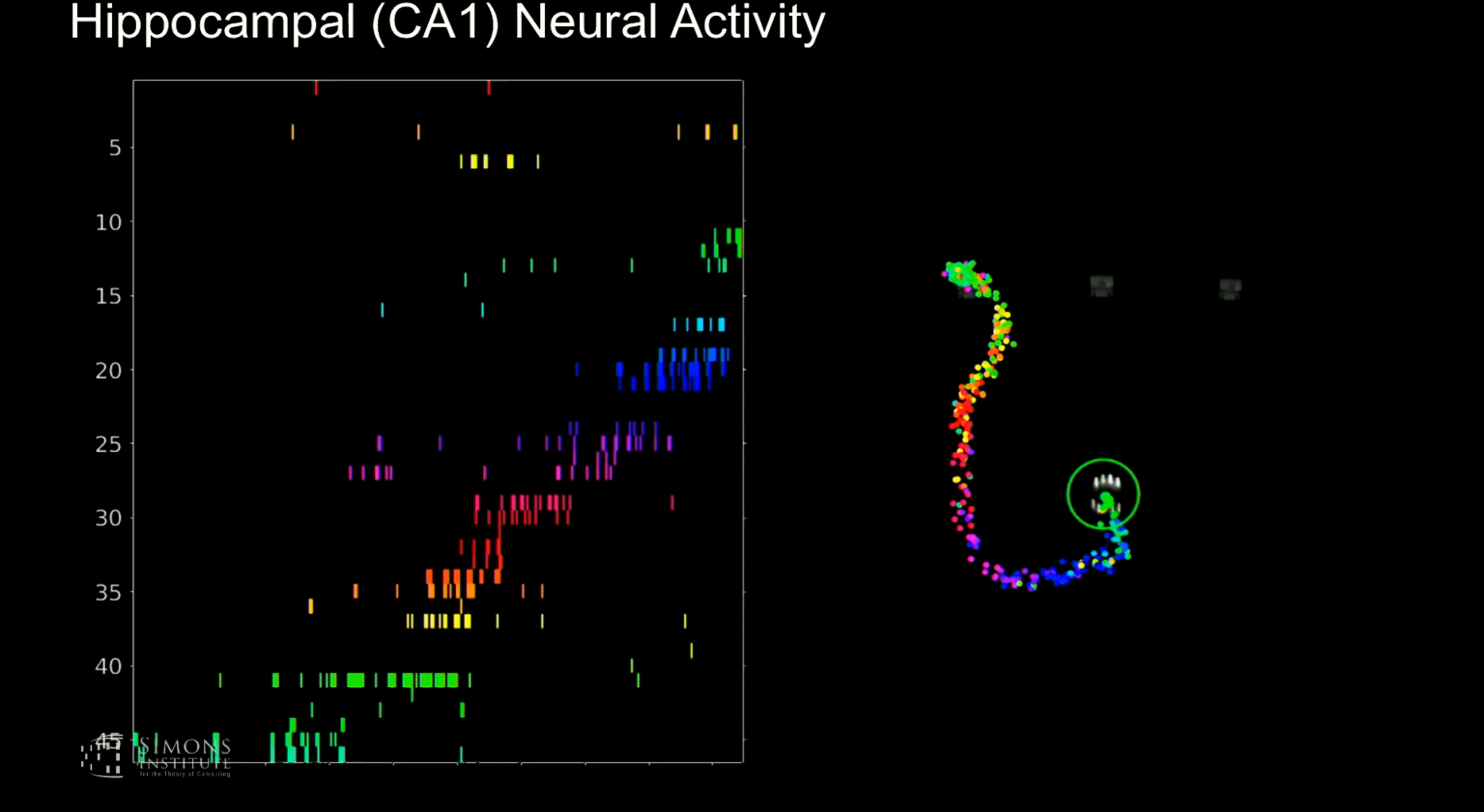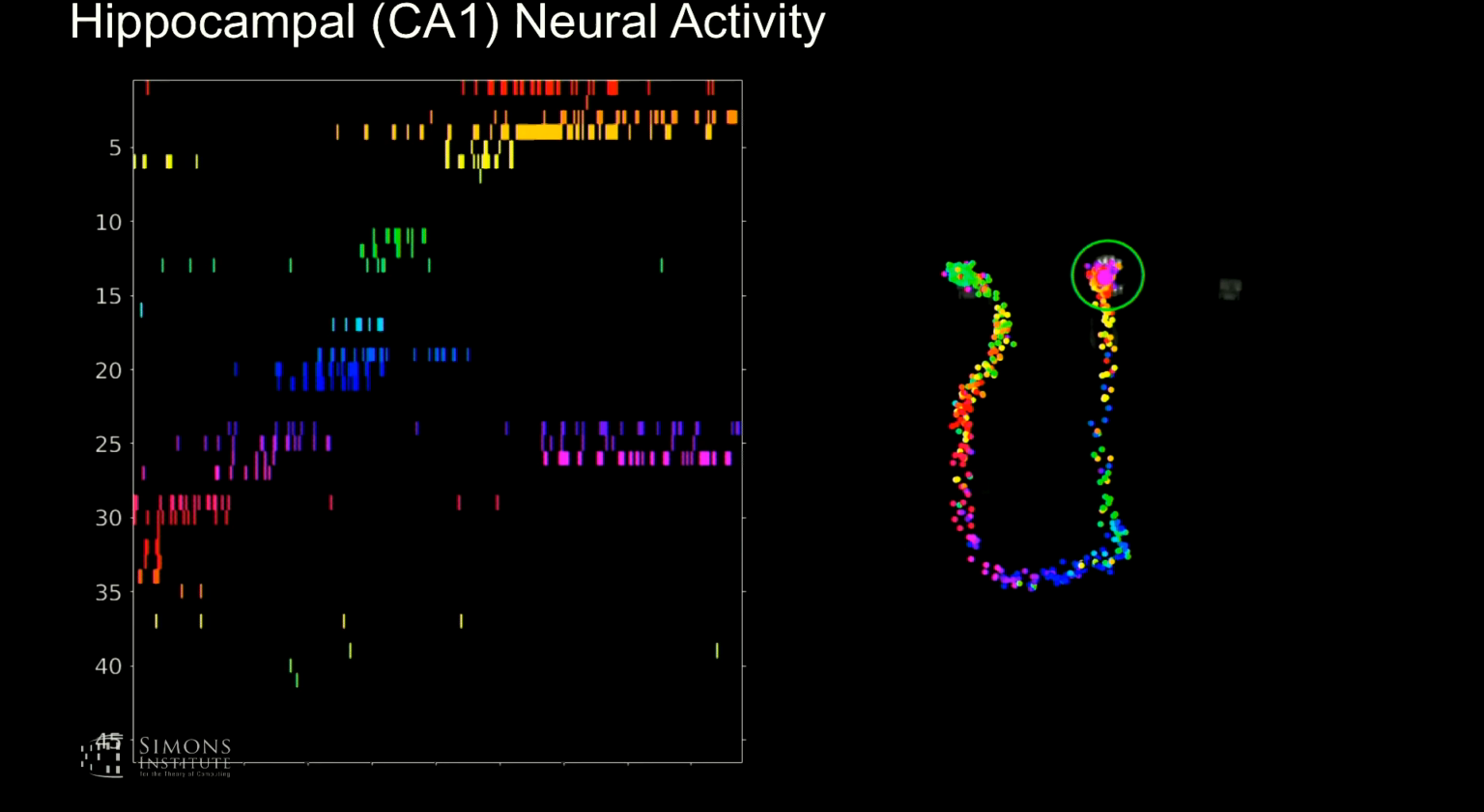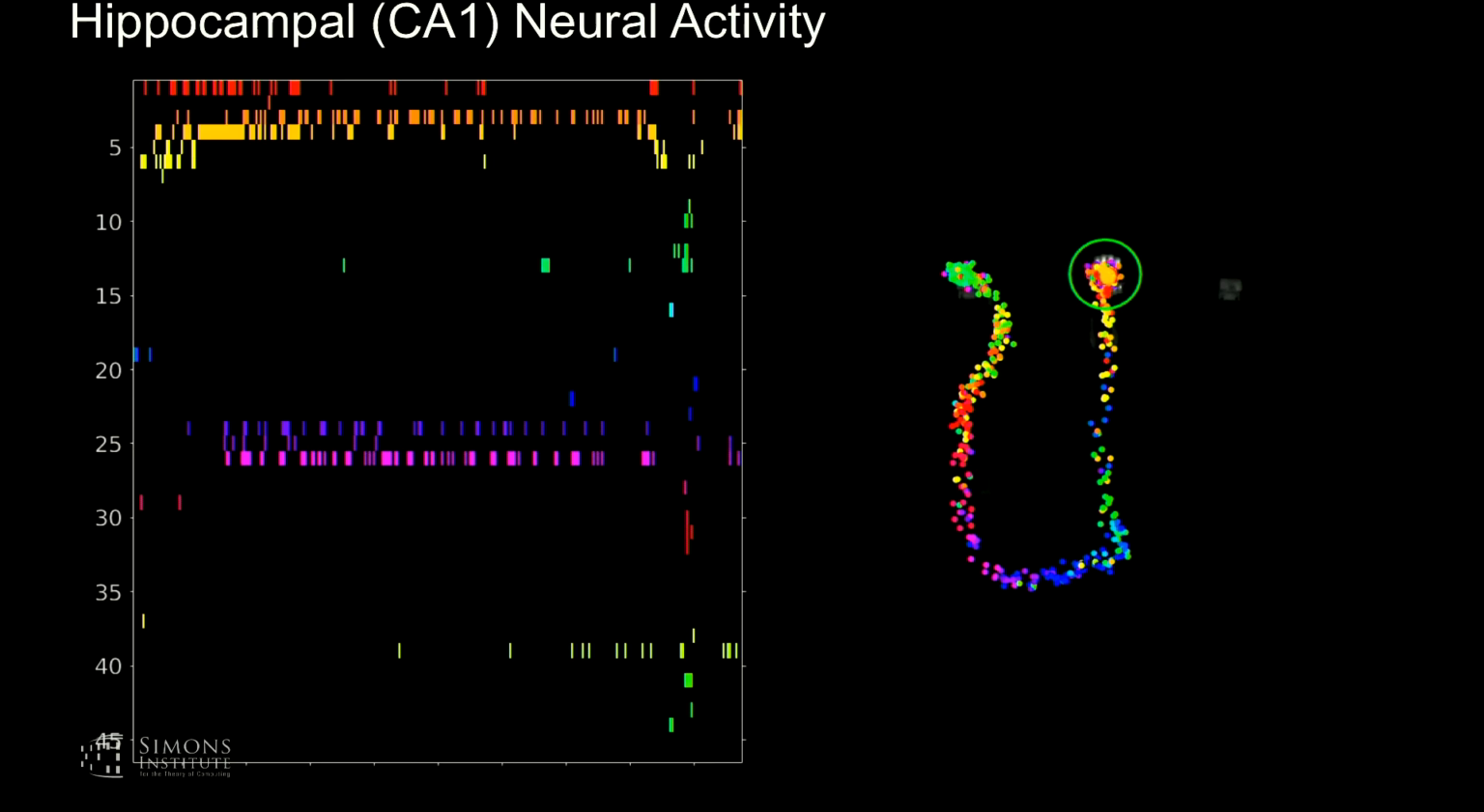That activity is maintained when the animal's still. There's a subset of cells that continue to signal location when he stops. And then every once in a while, this activity is interrupted by one of these events, and that's a replay-like event, as David mentioned. And so what we're trying to understand at some level is how we can relate this sort of observation of spiking activity to the functions of this circuit.